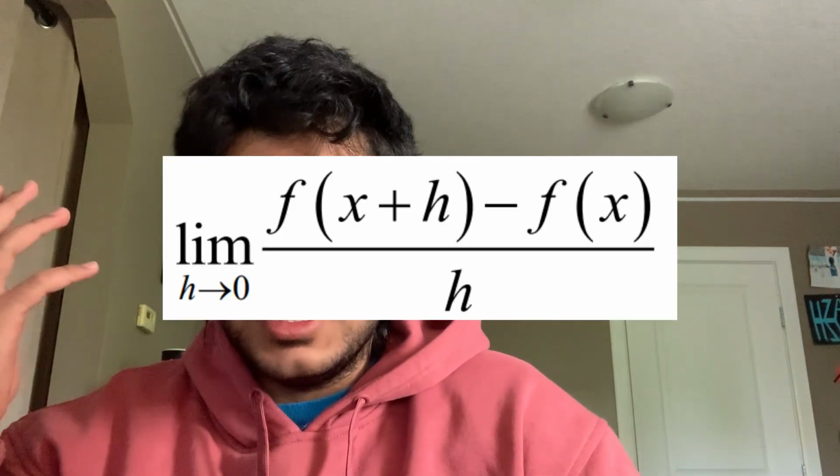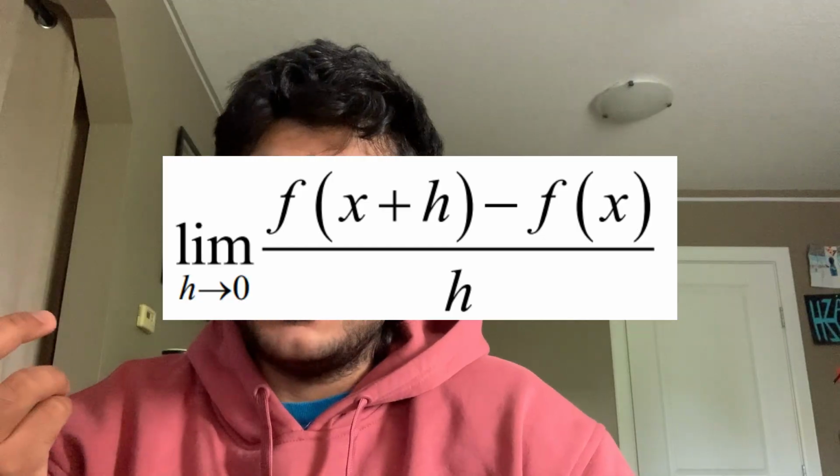Derivatives are based on the limit, lim h approaches 0, and then this formula, referred to as the limit definition. Derivatives use limits to find the slope of a tangent line, connecting the rate of change and limits together. Derivatives then allow us to determine critical points and optimize functions.